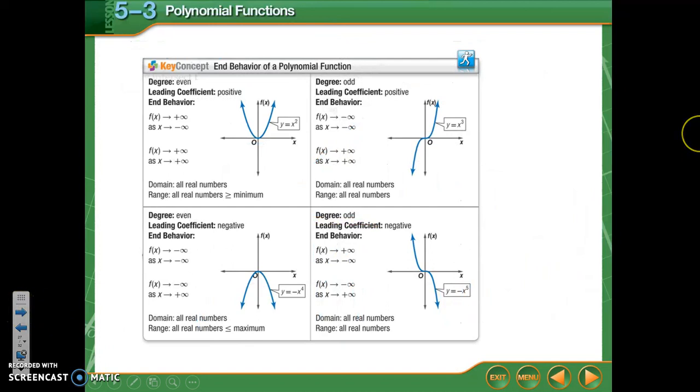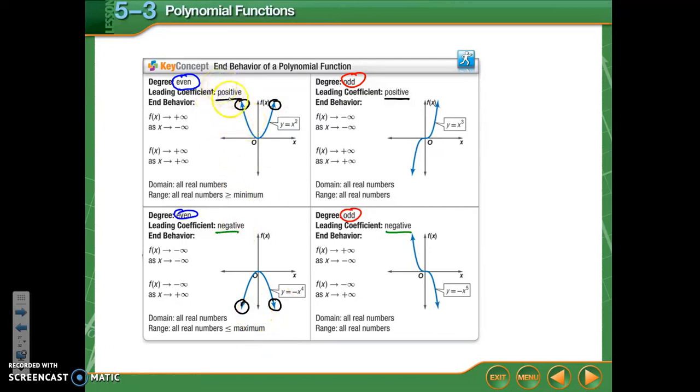All right, end behavior of polynomial functions is something that we're going to work on. And this depends on if the degree is even or odd. And it also depends on if the leading coefficient is positive or if the leading coefficient is negative. So if my degree is even, anytime the degree is even, both ends will always go the same direction. So they'll either both go up or they'll both go down. So this first column shows me even functions.